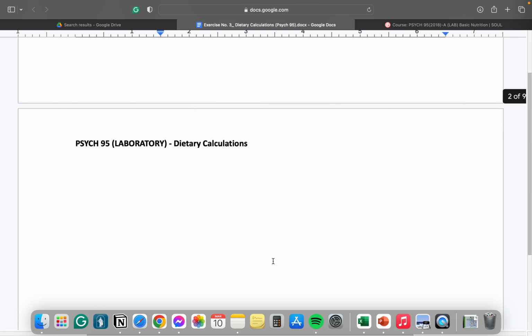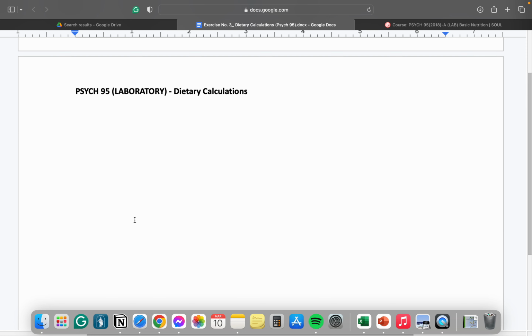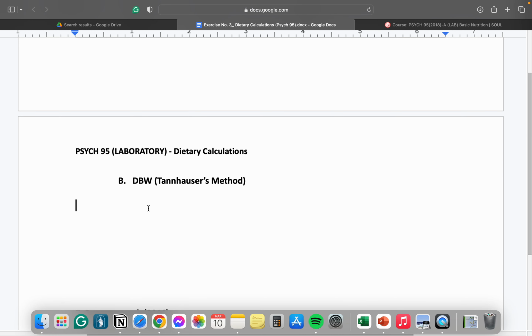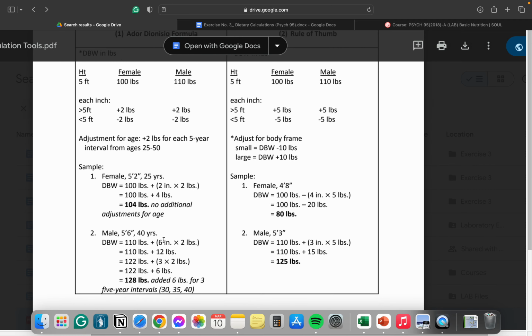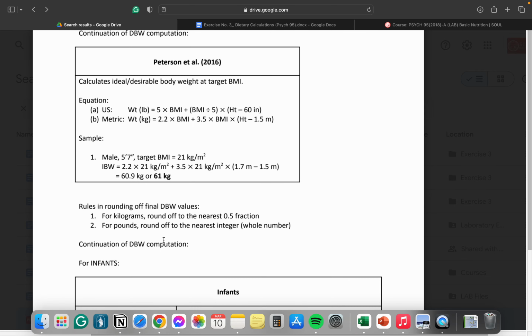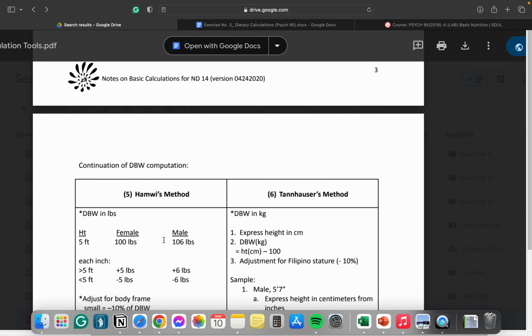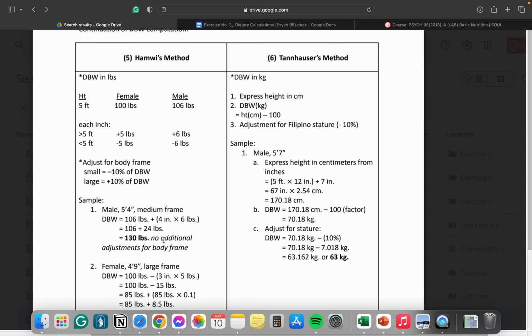Okay, now that we have our BMI, let's proceed to determine our desirable body weight using Tannhauser's method. All right. So actually there are six methods. No, actually we have seven methods to determine desirable body weight, but Tannhauser's method is the most common method used in the Philippines. So we will be using that.